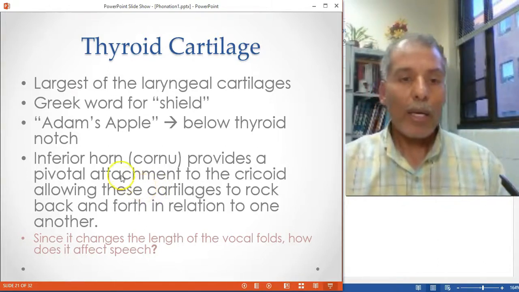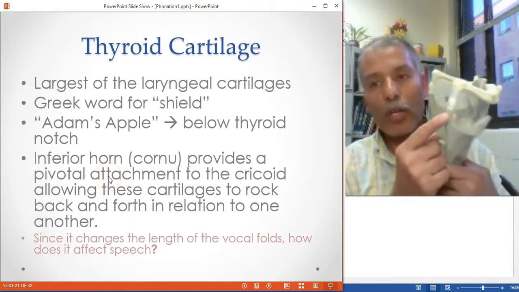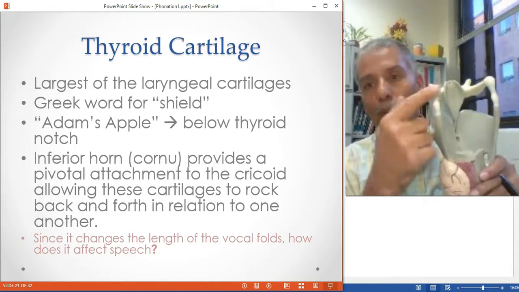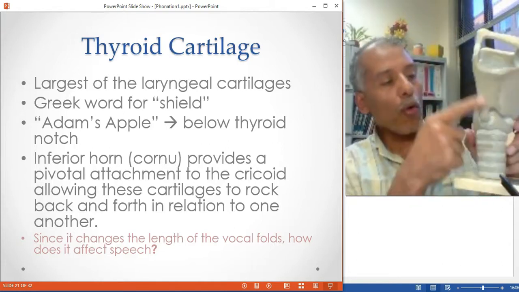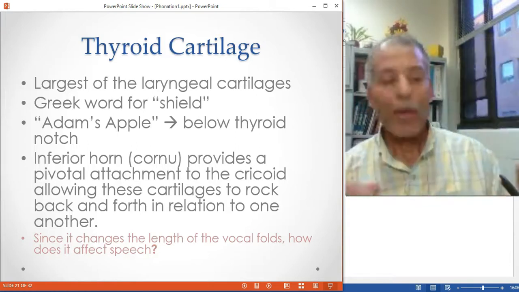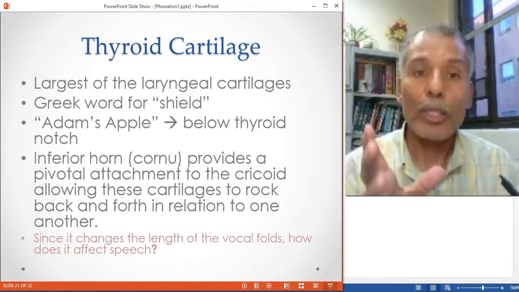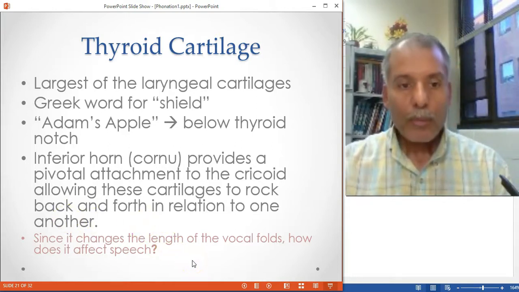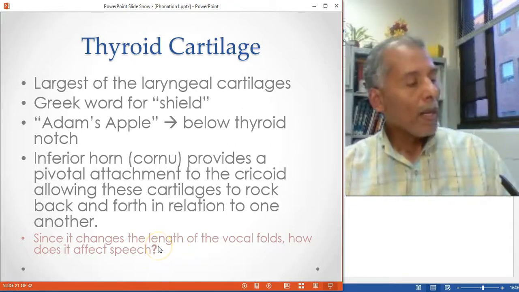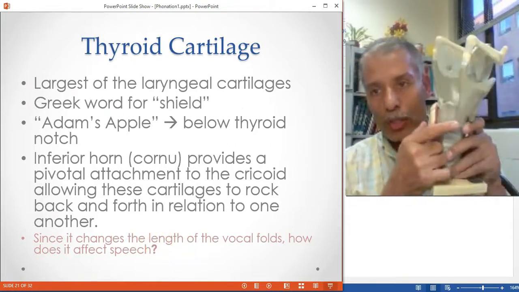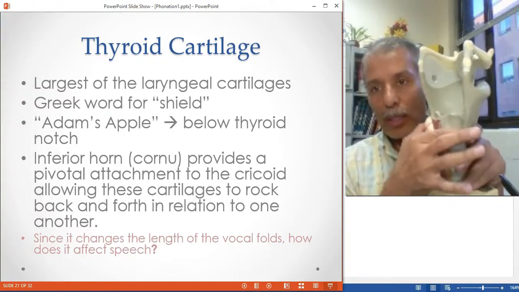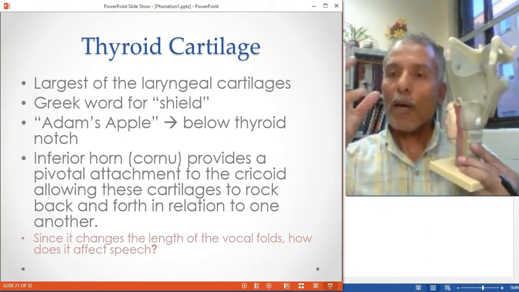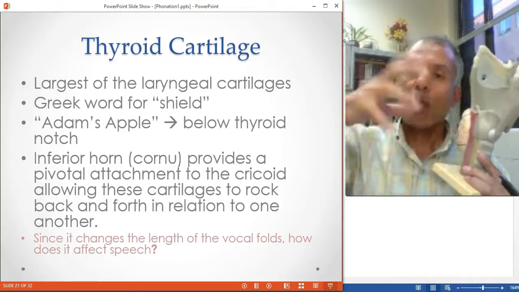Another landmark is the superior horns here, which articulate with the hyoid bone, and the inferior horns that articulate with the lateral facets of the cricoid cartilage. Now, with these two joints, where the thyroid articulates with the cricoid, it allows the thyroid to be pulled down and forward.